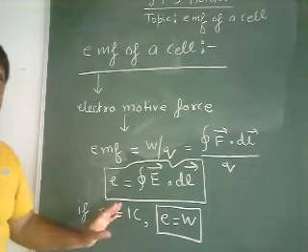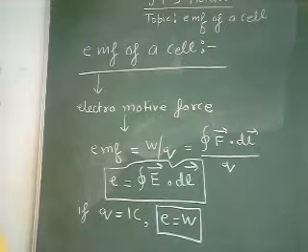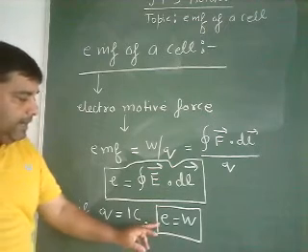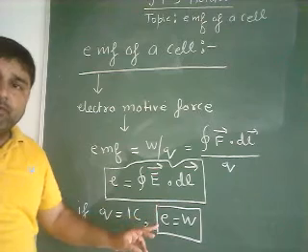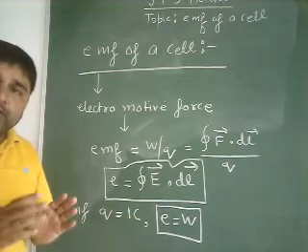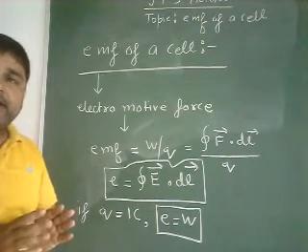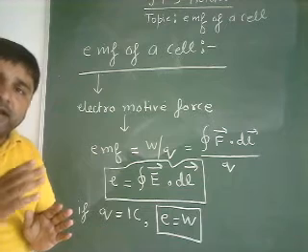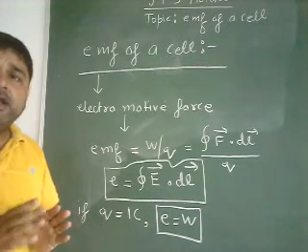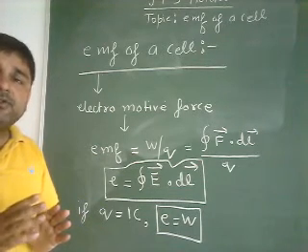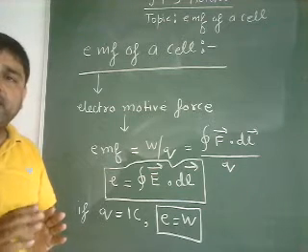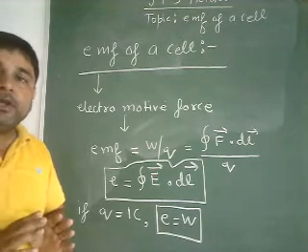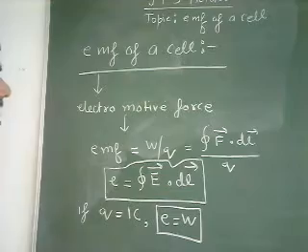In other words, we can say that EMF is equal to the potential difference across the electrodes of a cell when the cell is not giving current to the electric circuit. We can see this definition.